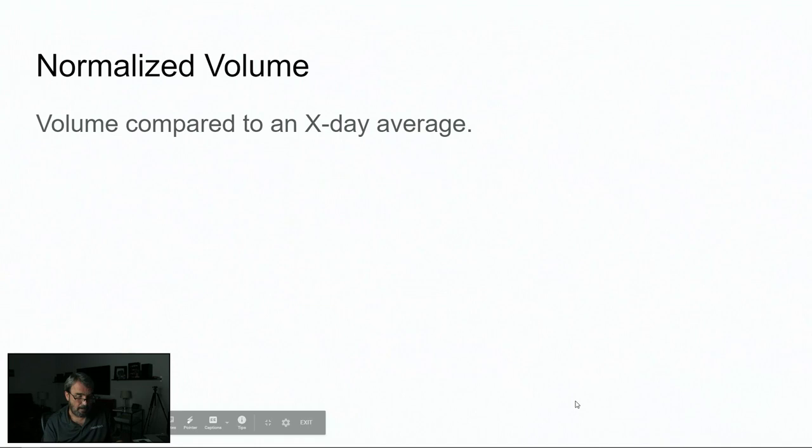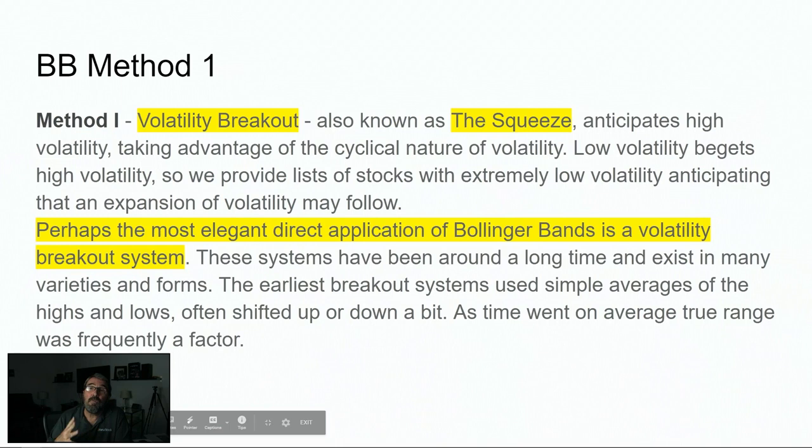methods that Mr. Bollinger uses for trading. There are four methods that John Bollinger uses for trading. Today we're going to talk primarily, well, really just about the first method. The first method is called method one, and it's called volatility breakout, aka the squeeze. If you've heard anything about Bollinger Bands or even taken a slight interest in Bollinger Bands, you've probably heard of this particular method. Now, as it says here, it anticipates high volatility, taking advantage of the cyclical nature of volatility.